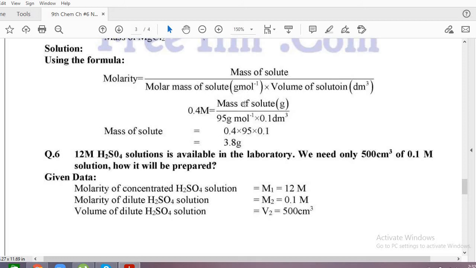So molarity is 0.4. Again, the mass of solute we need to calculate. So we are going to multiply these 3 numbers. The answer comes out to be 3.8.